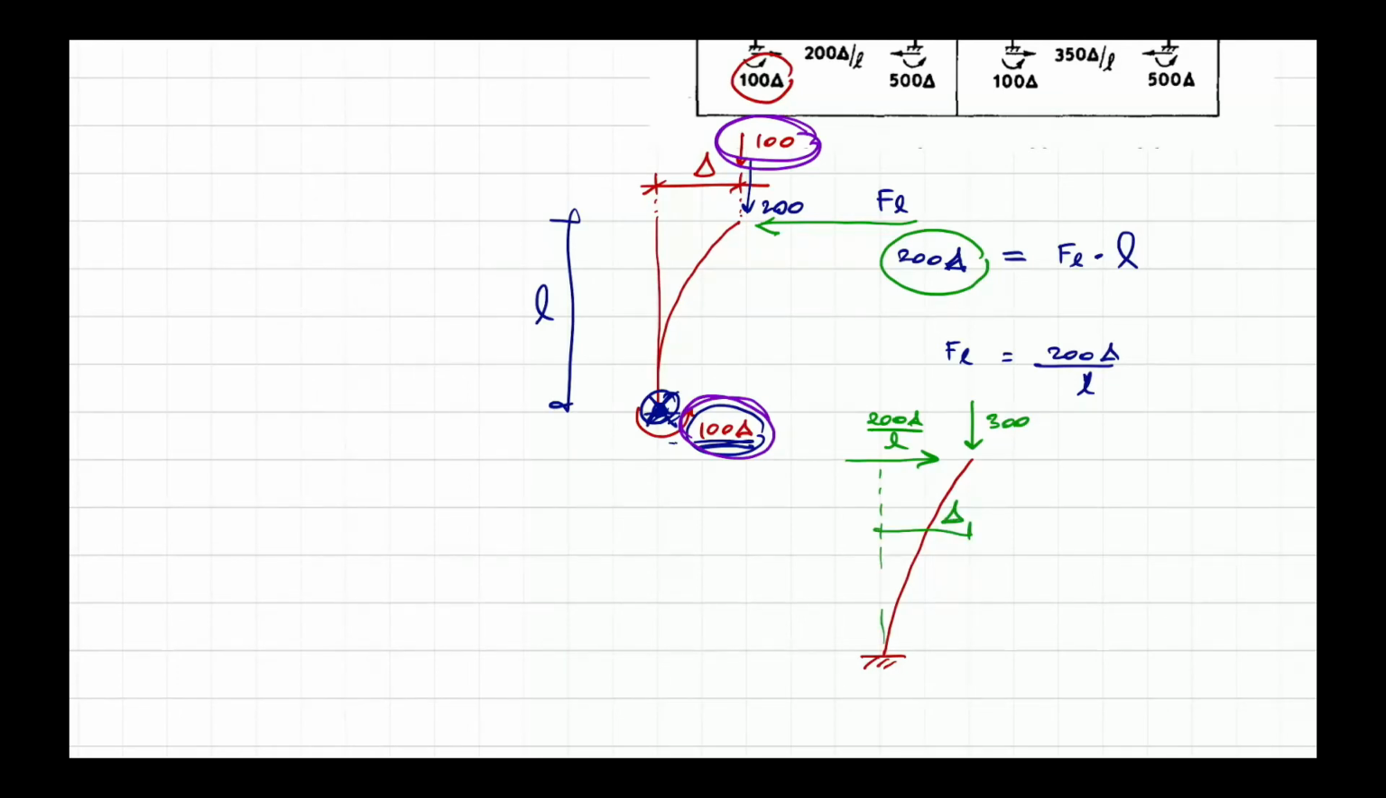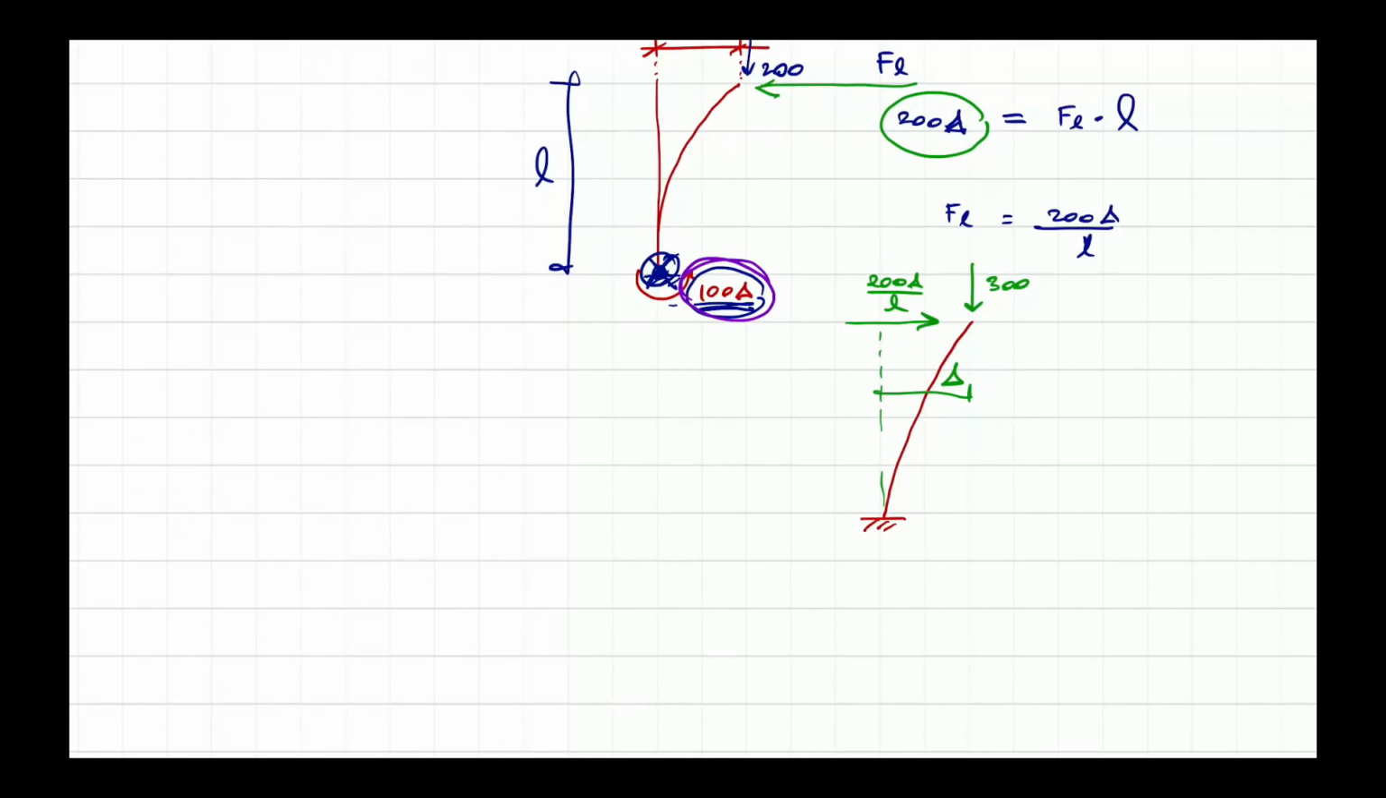We have delta as the deformation used to compute second order moment. So over here at the base, it has the capacity to handle 500 delta. So let's see, the 500 delta is the capacity, and we got to see if the capacity is greater than the demand or not.